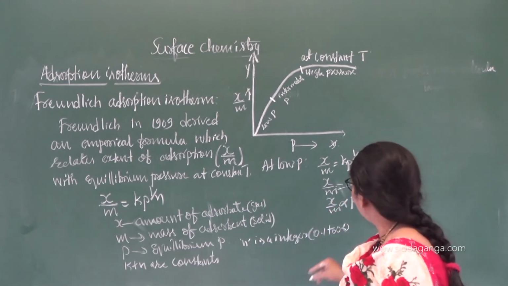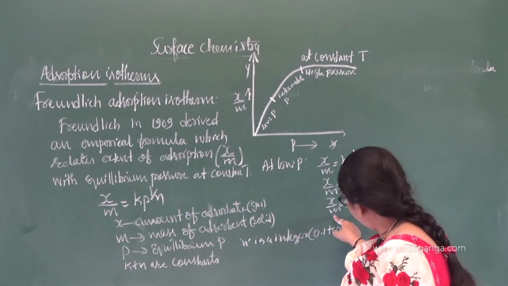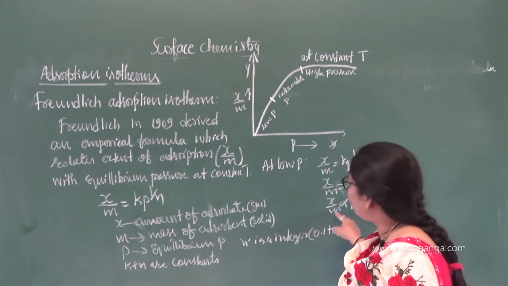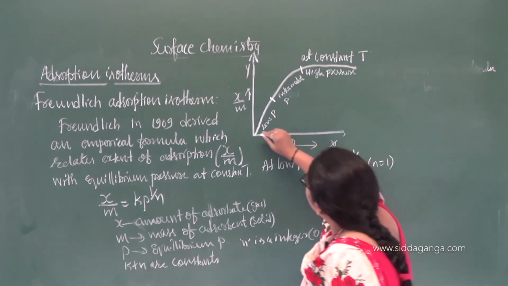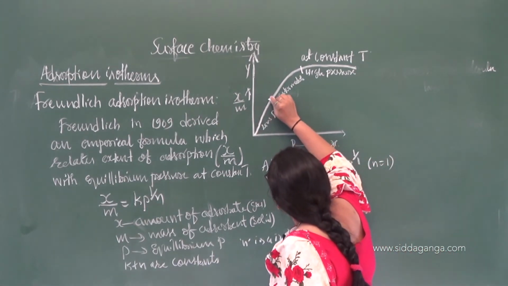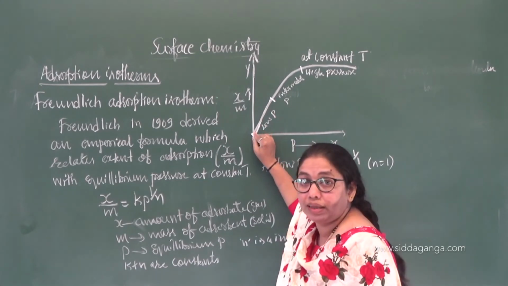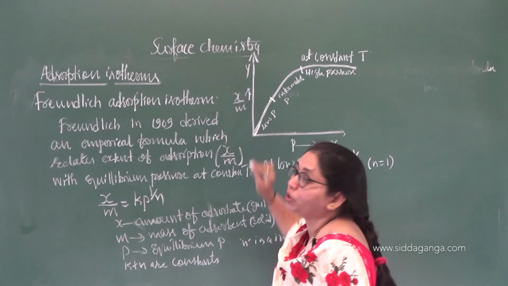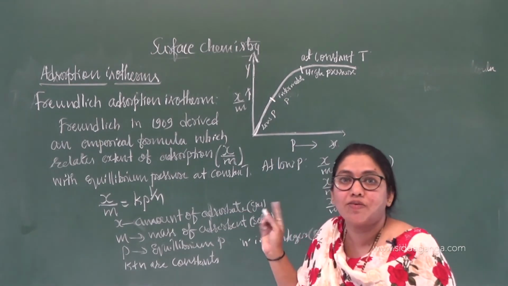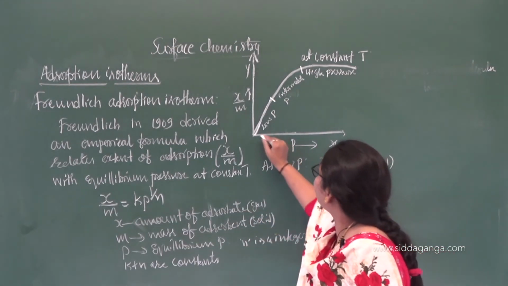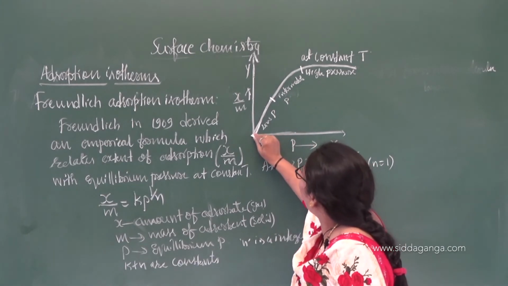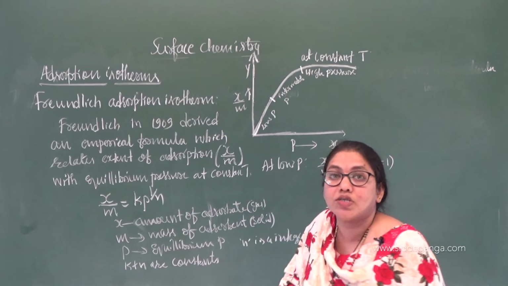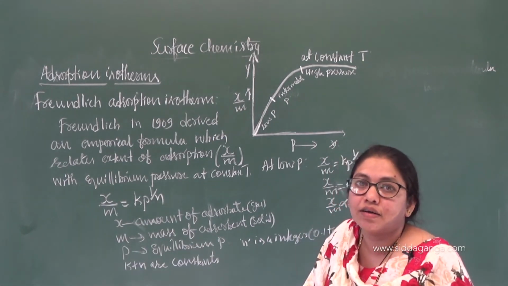What is the meaning of that? Extent of adsorption increases with increase in pressure and decreases with decrease in pressure. That you can observe here. At low pressure there is a straight line. As the pressure increases, extent of adsorption also increases. Understood the concept? Very important. That's why we are going to get a straight line here.